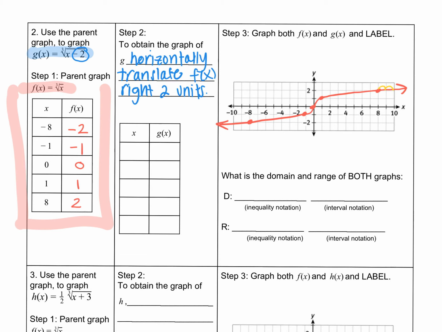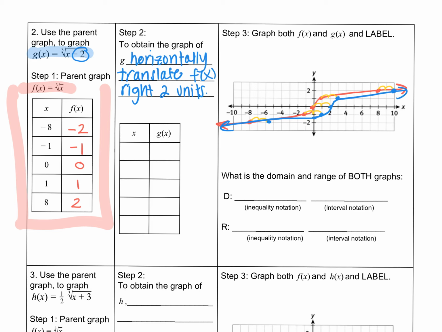1, 2, 1, 2, and so on for each point. And that's going to give me a new point here, here, here, here, and here. So you'll notice these points are laid out similarly to the parent, but it's just moved slightly to the right. So there is our g of x graph.